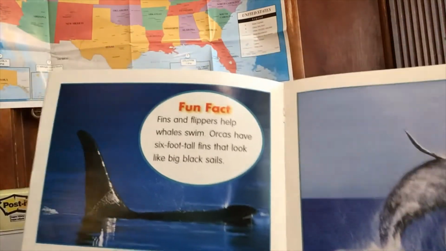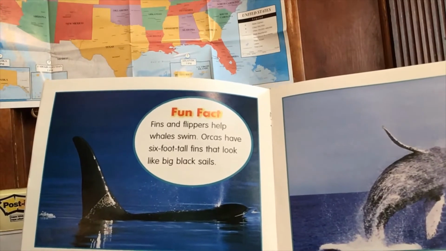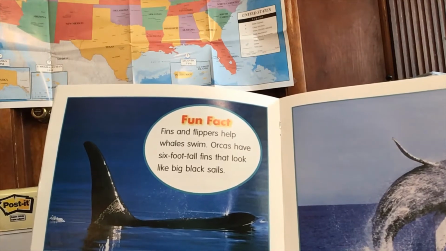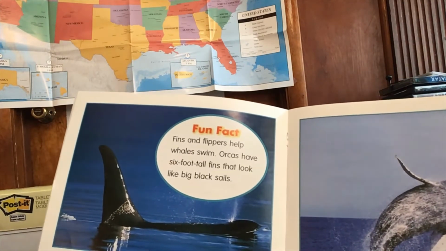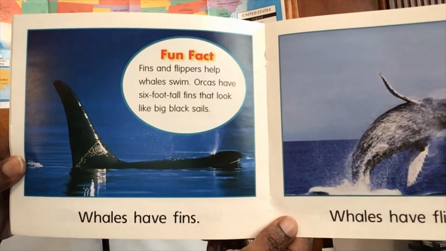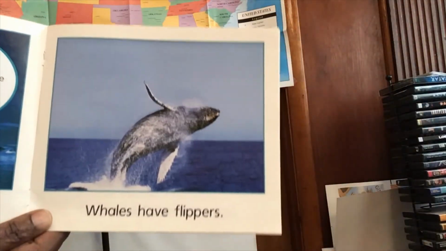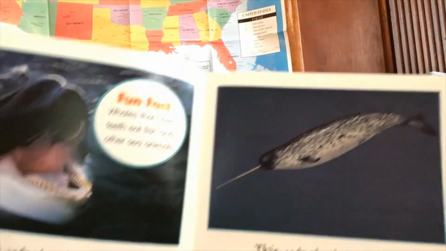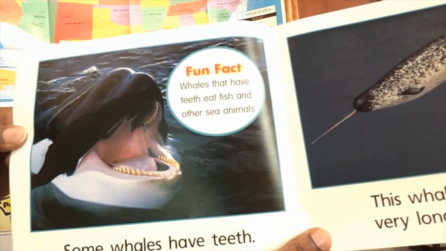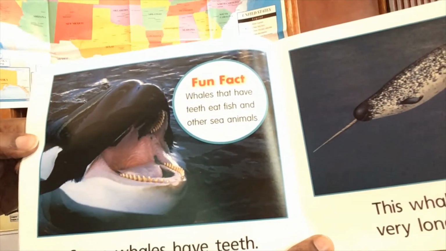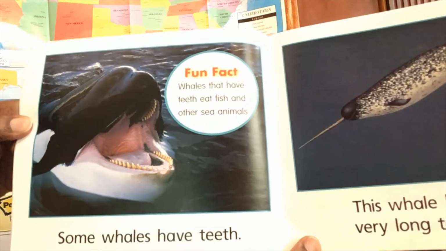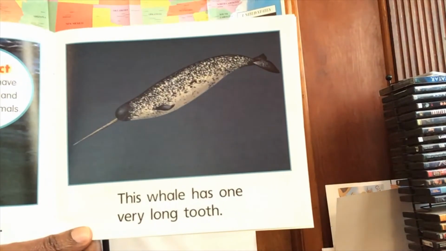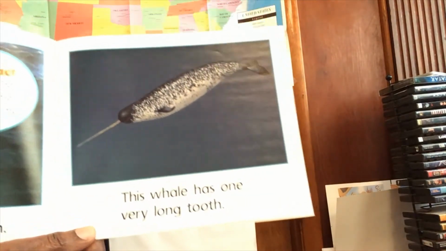Fun fact. Fins and flippers help whales swim. Orcas have 6-foot tall fins that look like big black sails. 6-foot tall fins? Whales have fins. Whales have flippers. Fun fact. Whales that have teeth eat fish and other sea animals. Some whales have teeth. This whale has one very long tooth.